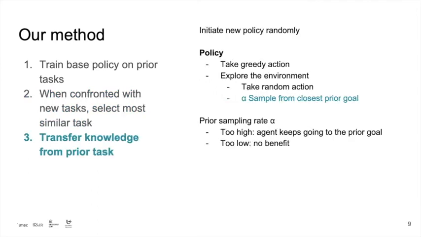In the third part of our method, we initiate a novel policy for this novel task completely at random. But we extend the epsilon-greedy exploration scheme to also incorporate biased sampling. For example, the agent either takes an action greedily, or it can explore the environment by taking random actions, or we introduce an additional option, namely sampling from the closest prior goal. So we take the action as if it would be selected by the policy matching the closest goal in our word embedding space. We do this with a prior sampling rate called alpha.